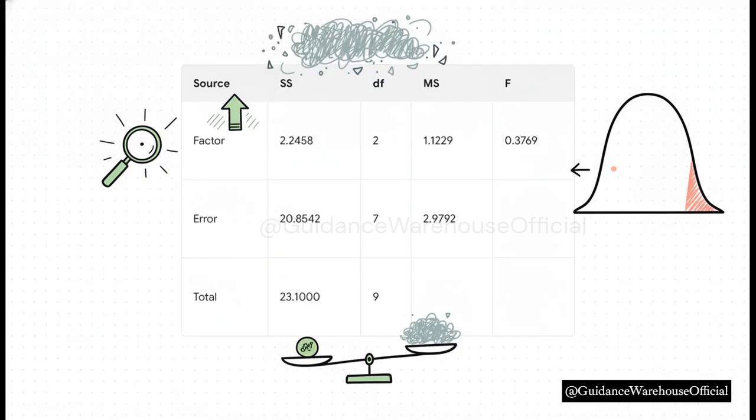And here is all that raw data neatly plugged into our ANOVA table. Let's look at the error row first. Our error variance, remember that's the random background noise, has a mean square of 2.9792. Now check out the factor row. Our signal, the actual calculated effect of the diet plans, has a mean square of only 1.1229. Do you see the issue? The noise is actually louder than the signal. So when we do the math and divide our signal by our noise, we end up with a tiny F ratio of just 0.3769. Since this is way less than 1, it's nowhere near the critical region, way out in our right tail. So the evidence tells us straight up, these diet plans do not have significantly different results.